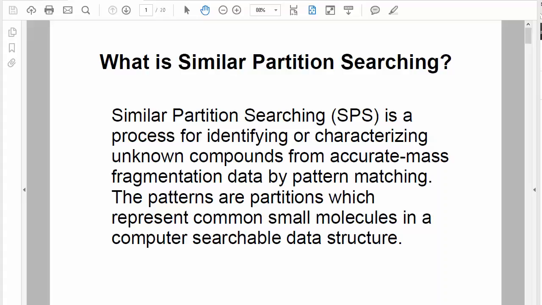In this video, I will go through the theory behind similar partition searching. Similar partition searching is a pattern matching application that basically matches accurate mass fragmentation data to chemical structures. This approach is based on the idea that, in terms of mass spectrometry, small molecules can be viewed as mathematical partitions of the molecular weight.